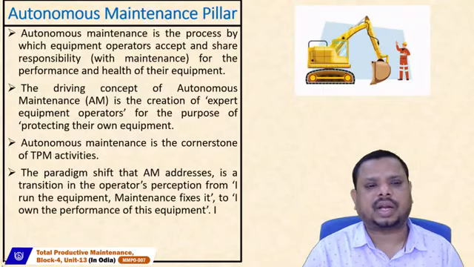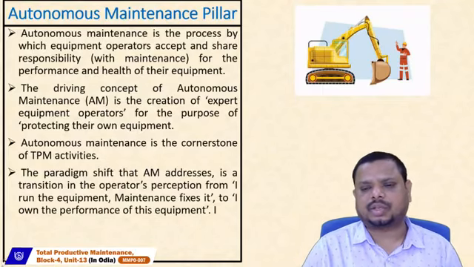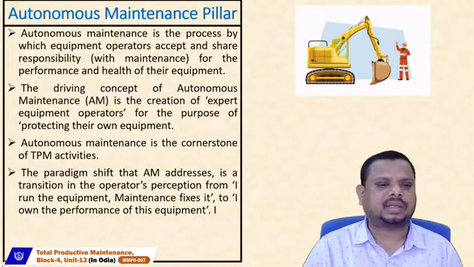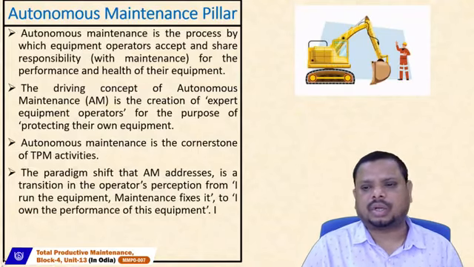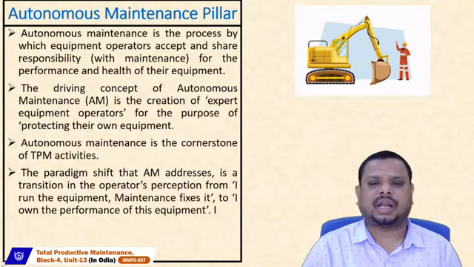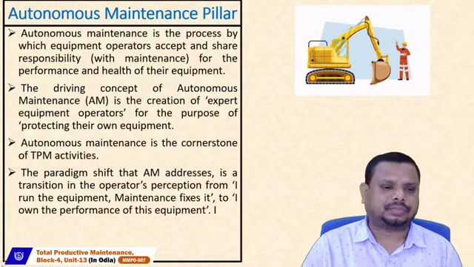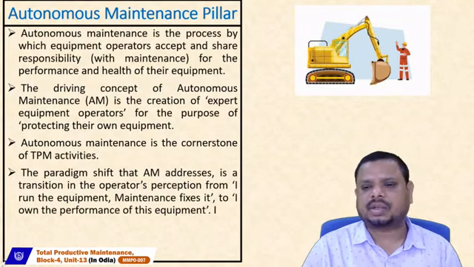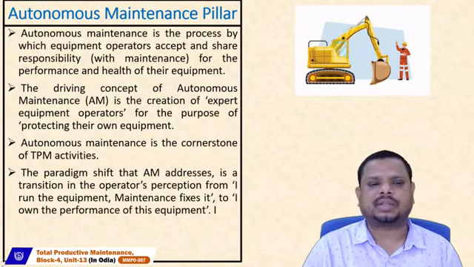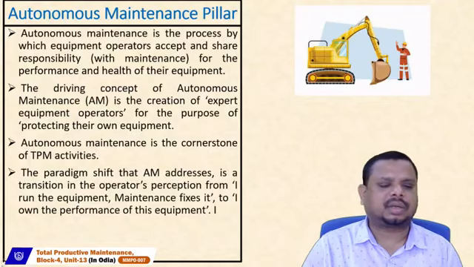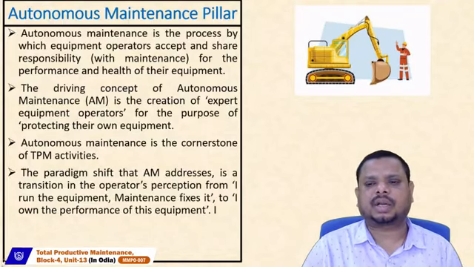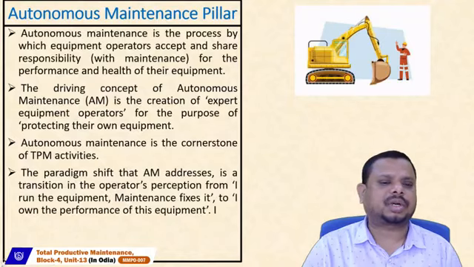So if you do not share the entire equipment specification with others, it will not be clearly communicated, and they will find a large amount of difficulty when they provide any kind of maintenance. And in most cases, the machine and equipment operators are known as the expert equipment operators for protecting their own equipment. The next important part is that autonomous maintenance is the cornerstone of total productive maintenance.